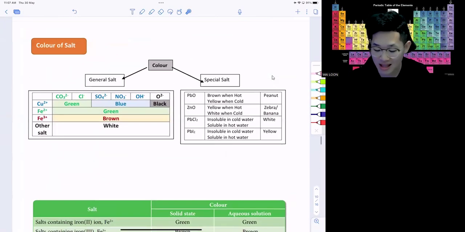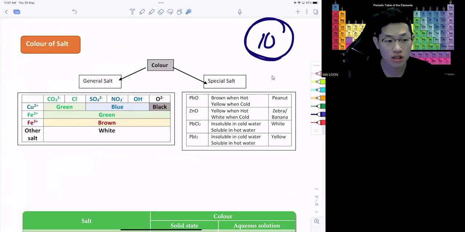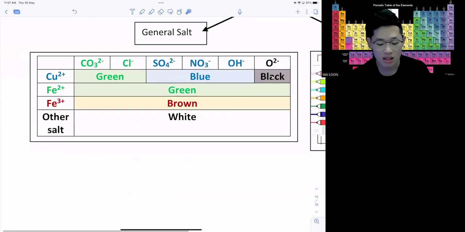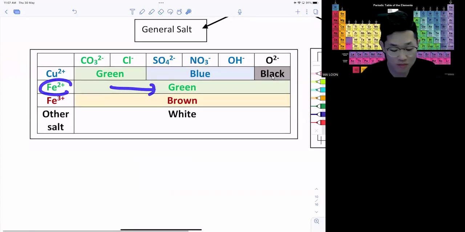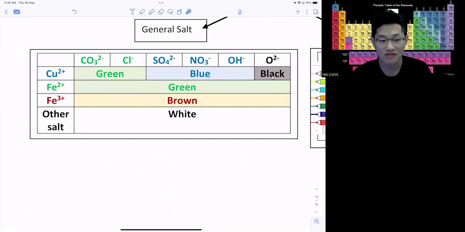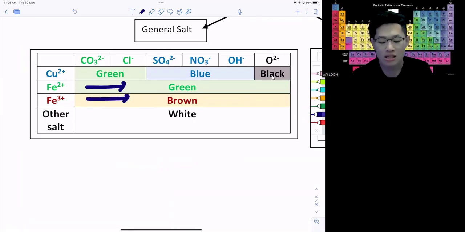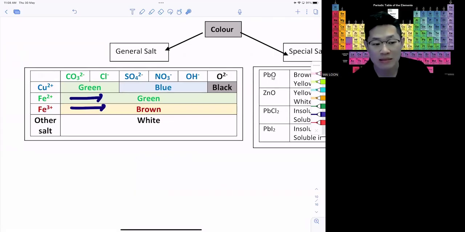Okay, we look at the page. Yeah, number 10. Color of salt. Yeah, you have to memorize the color. No choice. Fe2+ is green. Fe3+ is brown. I believe everybody knows that. In chapter 1, we also did quite a lot of Fe2+ and Fe3+, which is green and brown. Cu2+ are mostly blue.